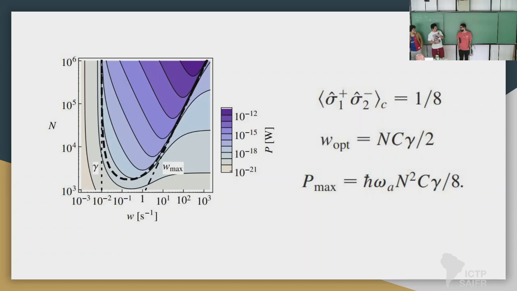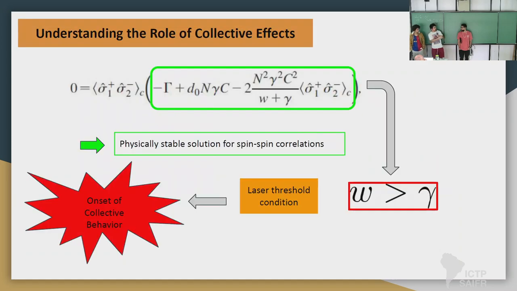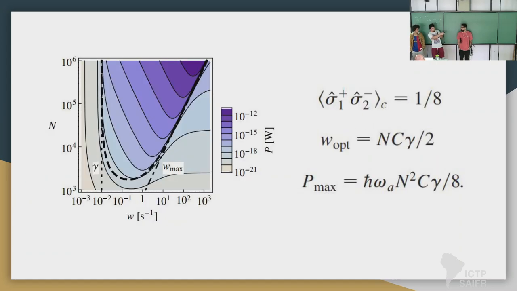So, in this figure, we can see the power as a function of the number of atoms and the pump rate. The power of the atoms increases rapidly above the threshold and keeps increasing until the second threshold, when it is destroyed. By the equation that Michael presented to us, we can obtain the maximum spin-spin correlation, given by the first equation, and obtain the pump rate, which is the second equation. At this pump rate, we can reach the maximum power, given by this third equation.